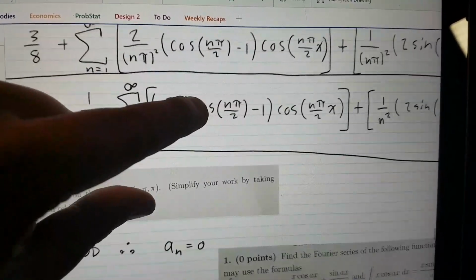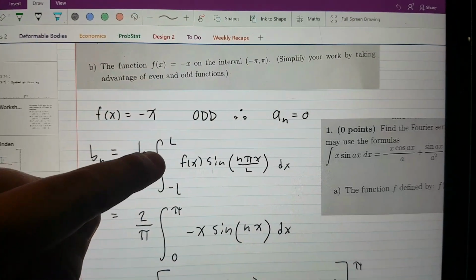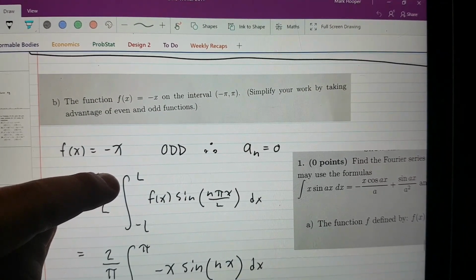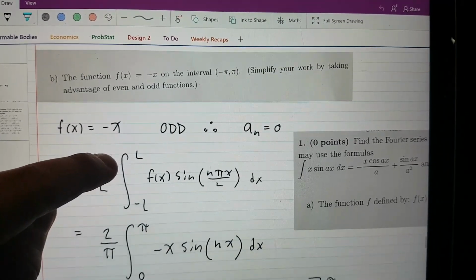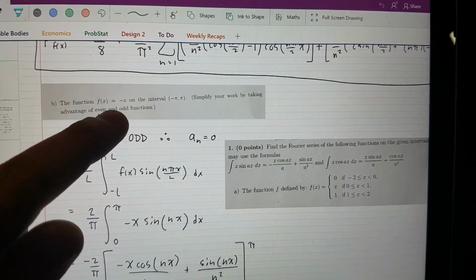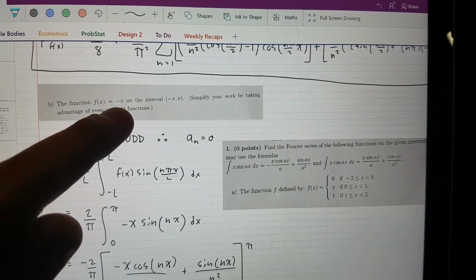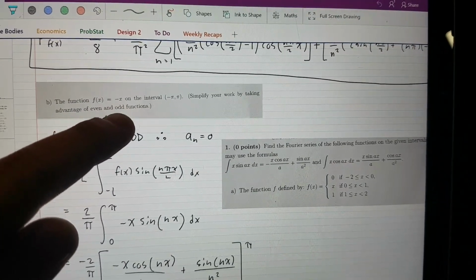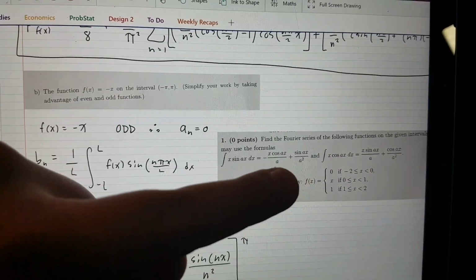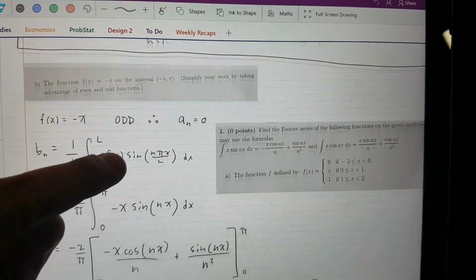So here's the second question. The function f of x equals minus x on the interval of minus pi to pi, and then just take advantage of this stuff. So f of x equals minus x, it's basically got some symmetry there, right? Because it's not piecewise or anything like we had in this one, right? I just kept this here just so I could do the integrals quickly.